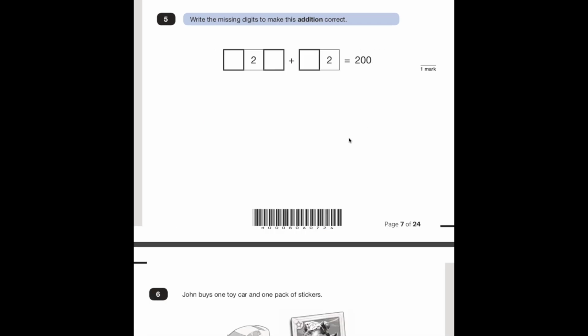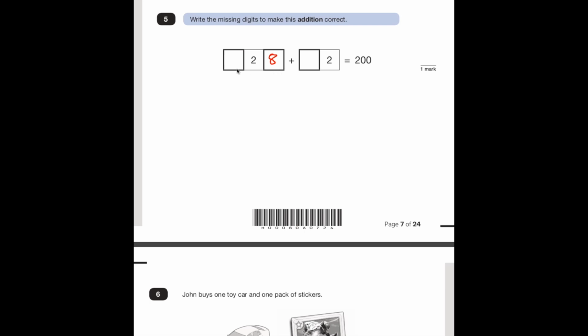Number 5, write the missing digits to make this addition correct. Okay, so looking at what we've got, we have a 3-digit number plus a 2-digit number will equal 200. Now, the numbers we've been given, we have 2 in the tens column on this first number here, and then we have a 2 in the units column. So we need to think, what do we need to put in this units column so when we add 2 to it, we end up with a 0 at the end. So that's obviously going to be an 8, because 8 add 2 will make 10, which will give us a 0 on the end. So for now, we can leave that where it is.